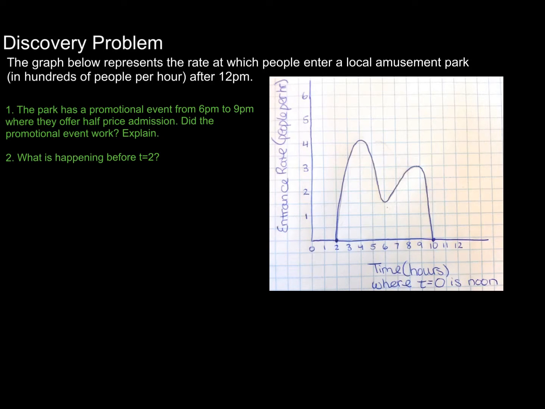amusement park in hundreds of people per hour after 12 p.m. or noon. Two questions are, the park has a promotional event from 6 p.m. to 9 p.m. where they offer half-price admission. Did the promotional event work? And explain your reasoning. And then secondly, what is happening before t equals 2? And explain that in the context of the problem.